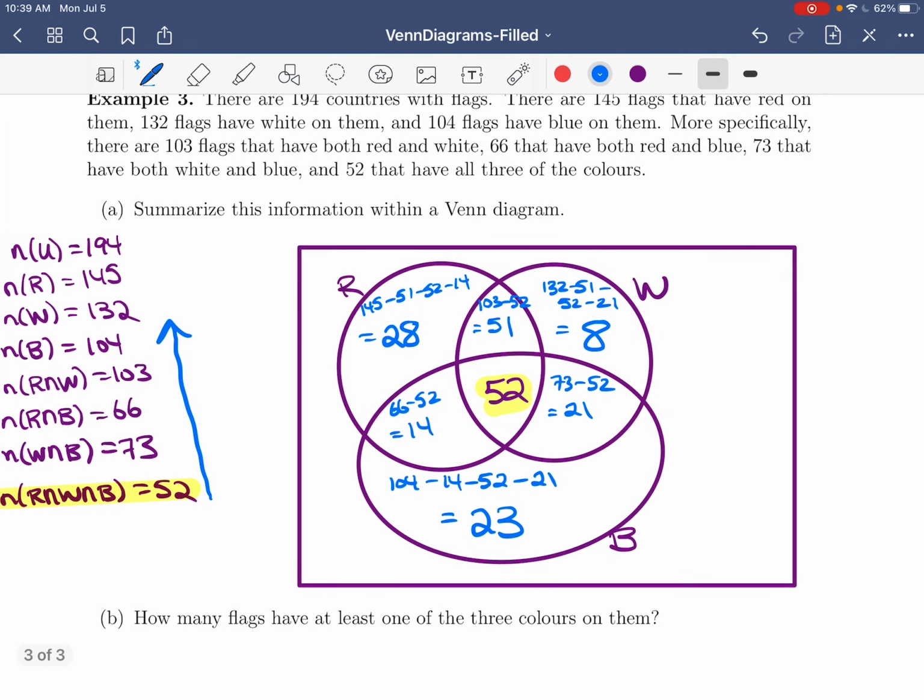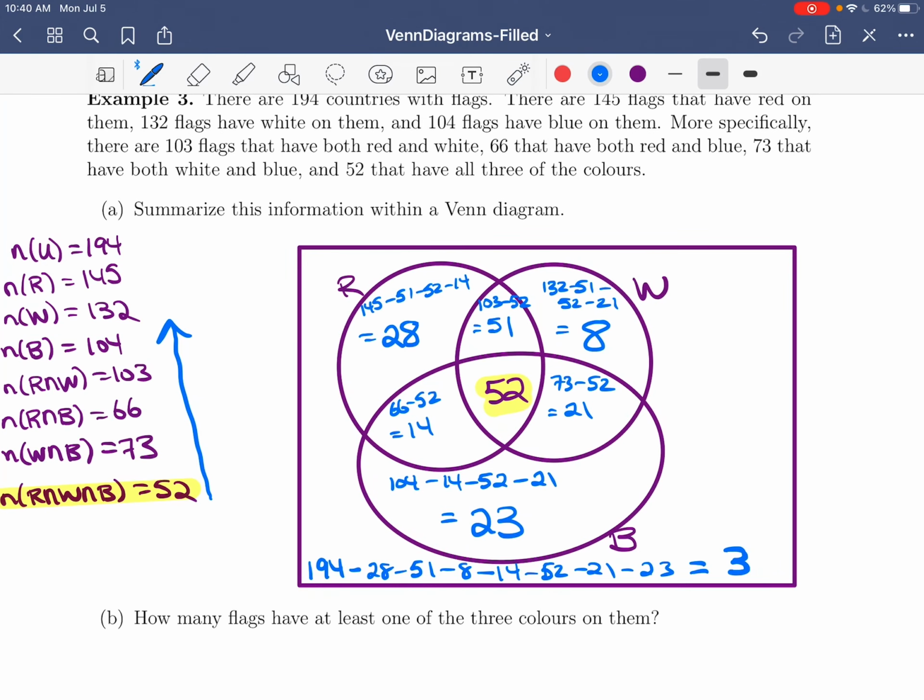Okay, now finally, the outside space, we know there's 194 in total. And then if I subtract everything that's inside, I should get what's outside. So these would be the flags that have none of red, white, or blue. Okay, so that's 28 minus 51 minus 8 minus 14 minus 52 minus 21 minus 23. And if you do all of that, I think you get 3 on the outside.